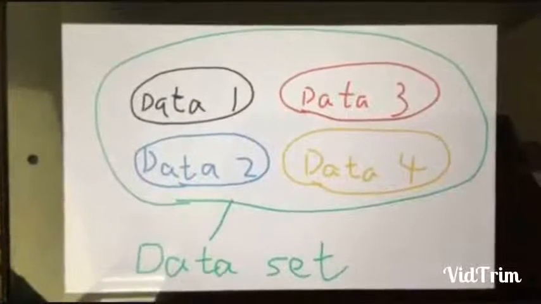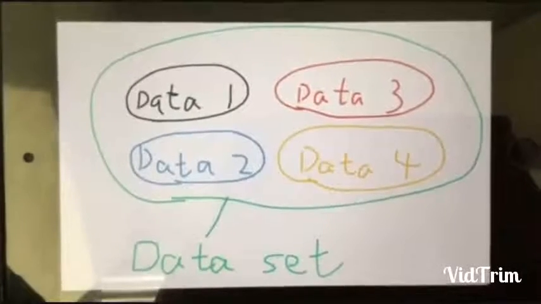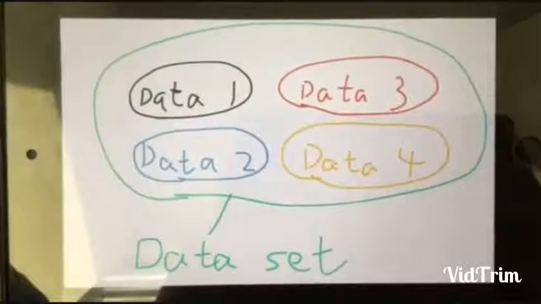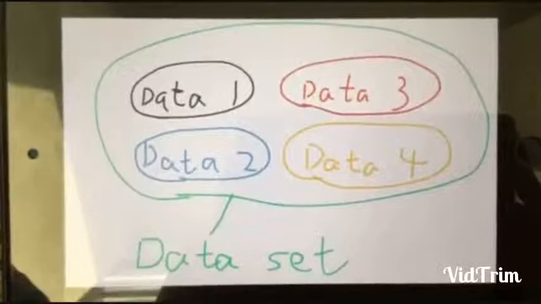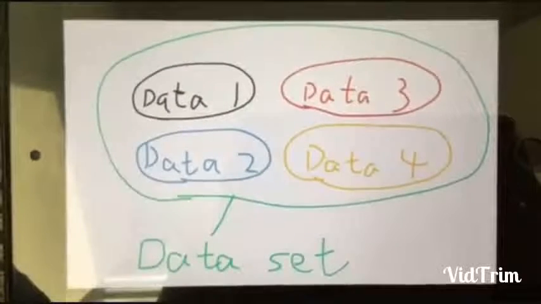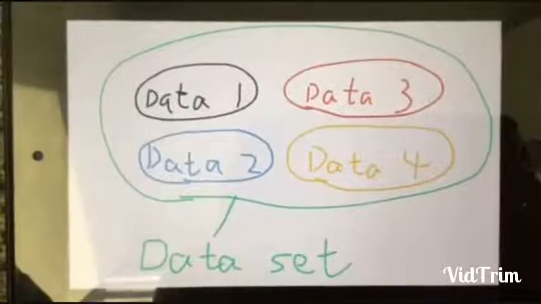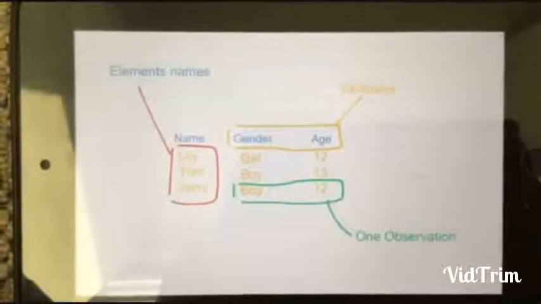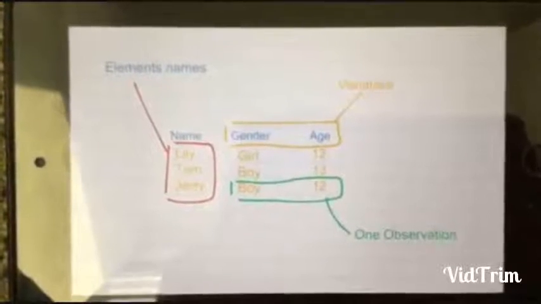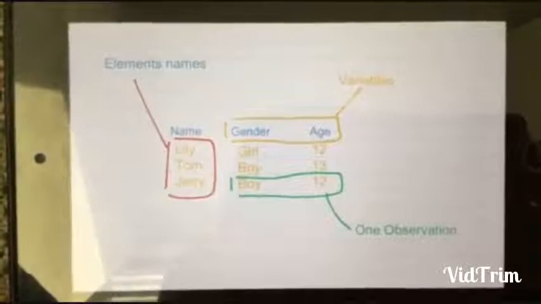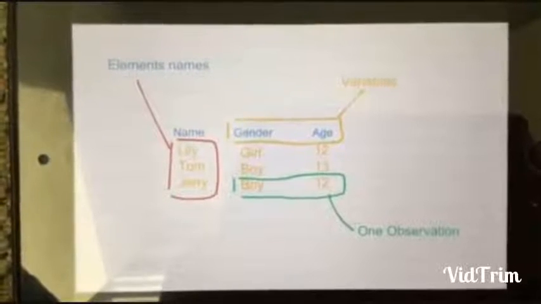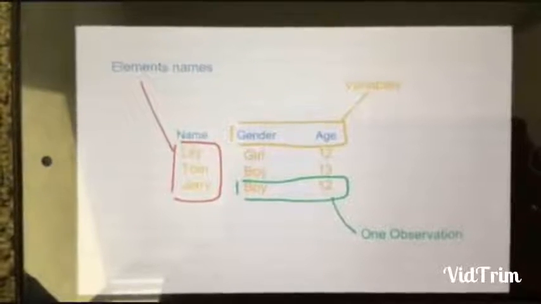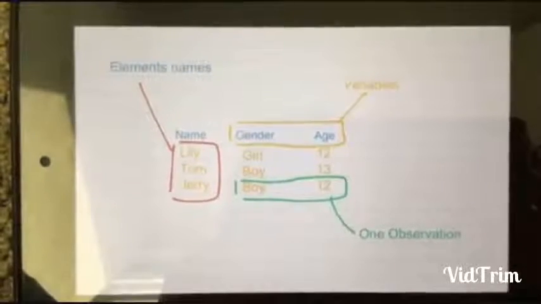So I'd like to describe data as a circle. Here's data 1, data 2, data 3, data 4, and data set is a big circle, and it includes data 1, data 2, data 3, data 4, data n. So next, after we collect data, we usually make a table to display this data. Here are 3 factors of this table: elements, variables, and observations.